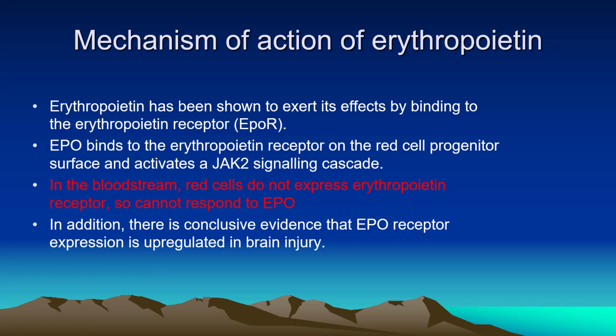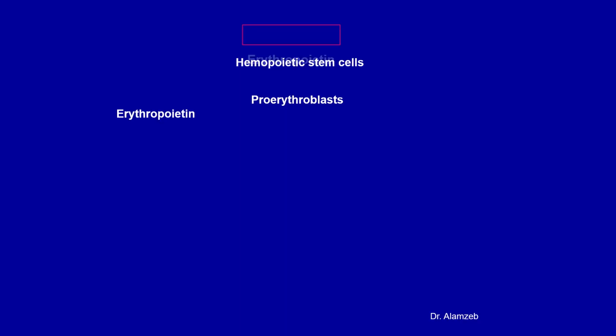In addition, there is conclusive evidence that erythropoietin receptor expression is upregulated in brain injury. When there is injury to the brain tissue, the release of erythropoietin is also increased, and it causes protection of the brain from further injuries.